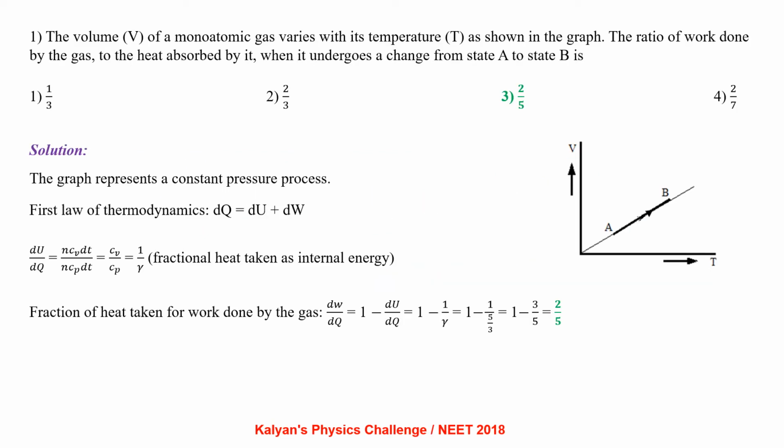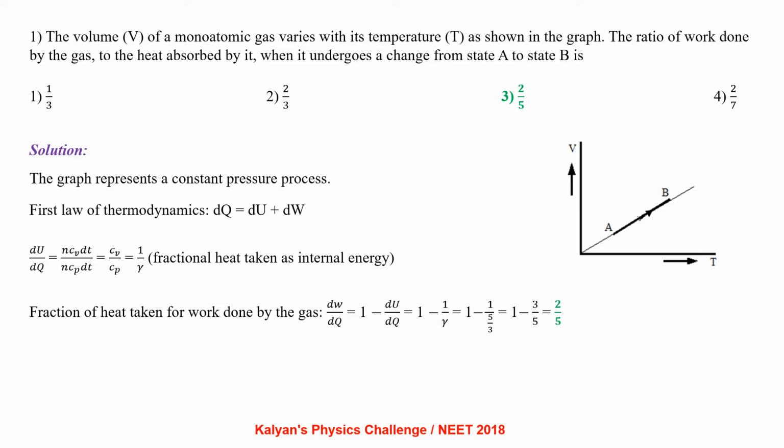The volume V of a monoatomic gas varies with its temperature T as shown in figure. The ratio of work done by the gas to the heat absorbed by it when it undergoes a change from state A to state B is. As we can see from the graph, it is a volume temperature graph. It is a straight line passing through origin, so it represents a constant pressure process.